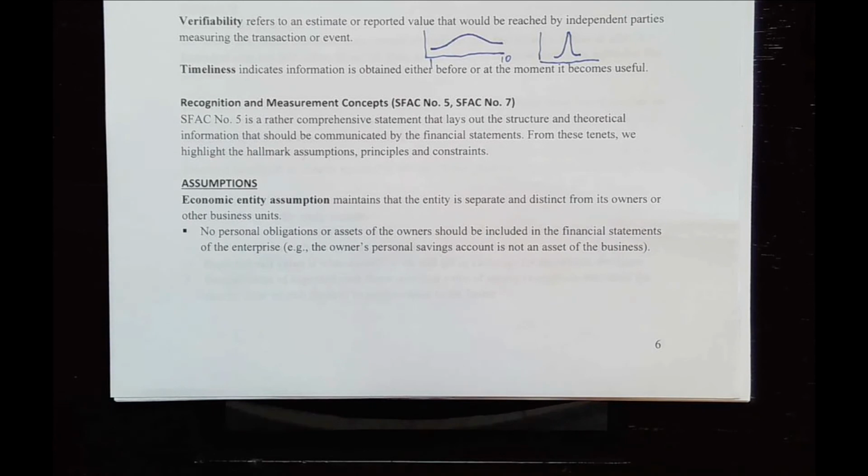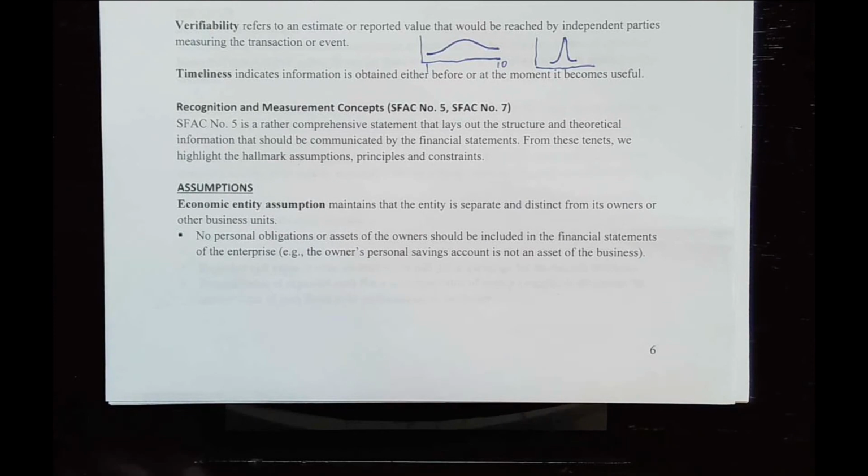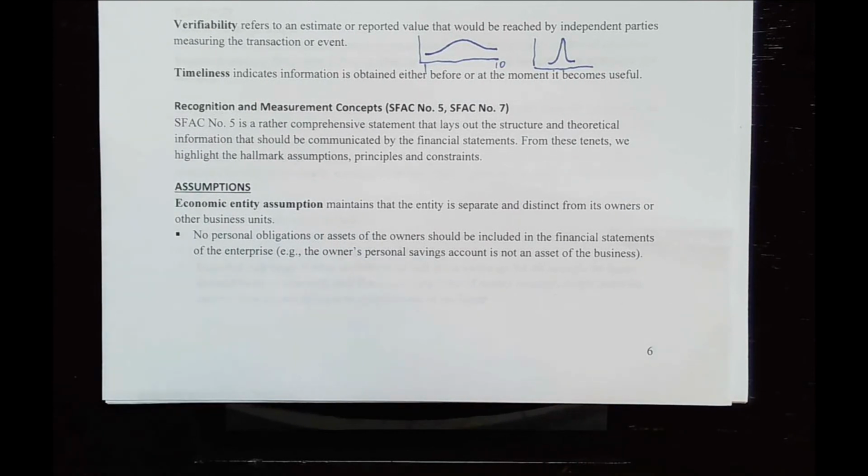The first assumption is an economic entity assumption, and the economic entity assumption maintains that an entity is separate and distinct from its owners and other business units. Now, this sounds like, well, all right, of course, we're accounting for Starbucks differently than we're going to account for another coffee shop. Their records shouldn't be intermingled.